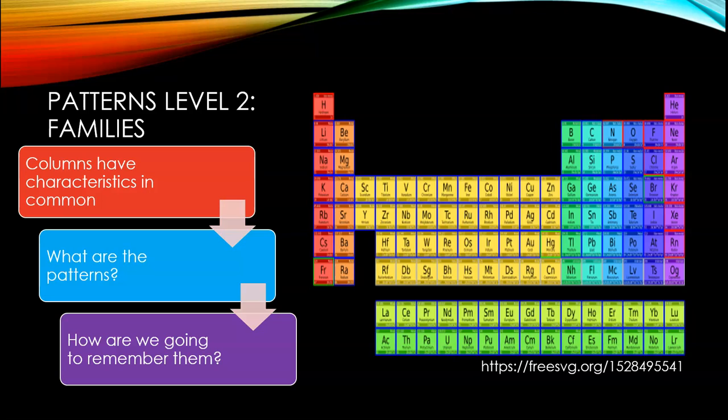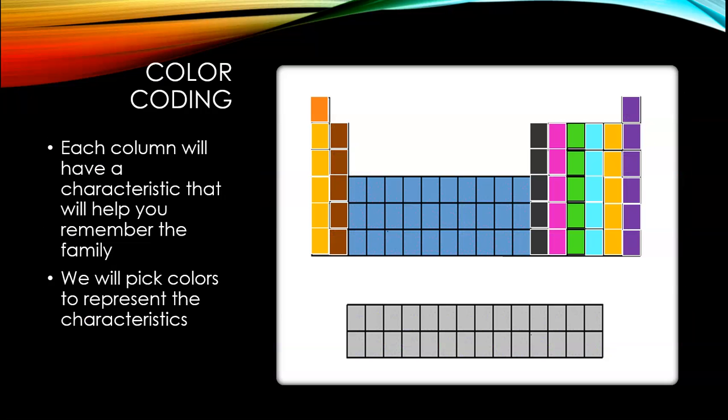Columns on the periodic table are called families, and families have characteristics in common. That's how Mendeleev organized the periodic table initially, by the commonalities of similar elements. So what are these patterns and how can we remember them? We're going to create a custom colored periodic table. In each column, we'll pick a characteristic of those elements to focus on. Then we'll pick a color that represents that characteristic to link that location in the table.